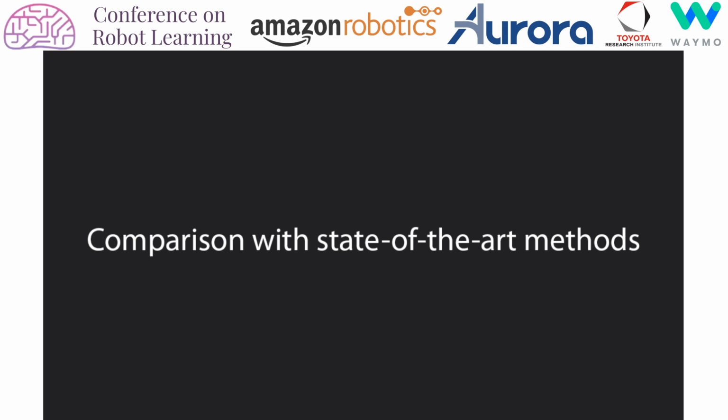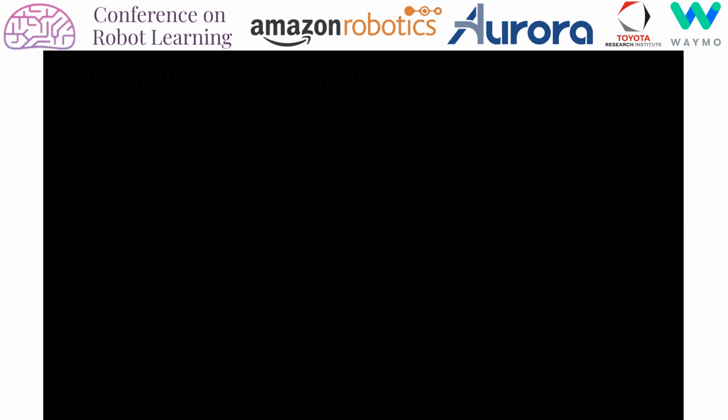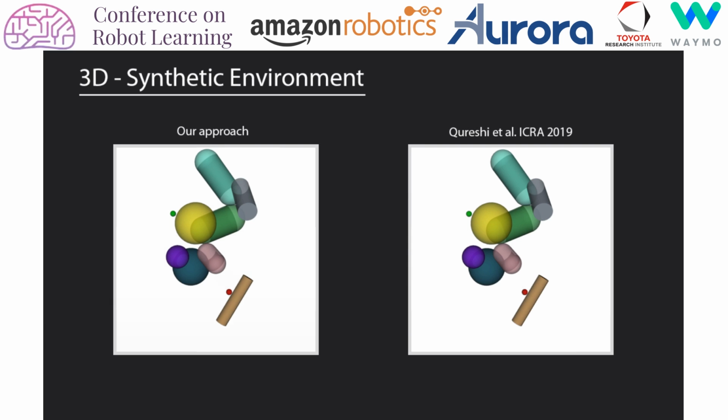In this part of the video, we show how our proposed approach compares to two state-of-the-art motion planning approaches. 3D synthetic environment. A 3 degrees of freedom robot is asked to reach a goal while avoiding obstacles. On the left, we observe how our approach performs path planning and executes the plan in an online manner to reach the goal. Our method only needs to explore 13 nodes to reach the goal.